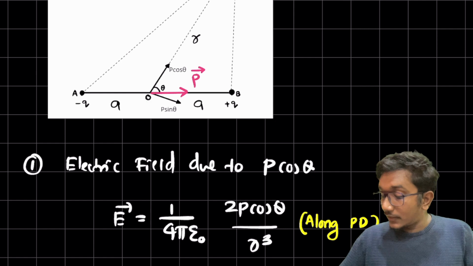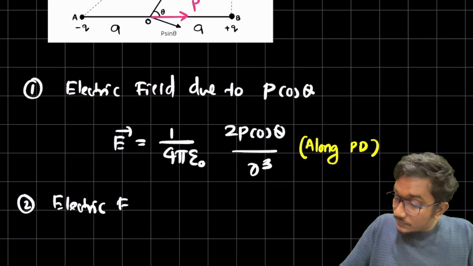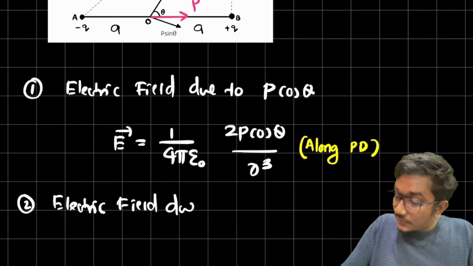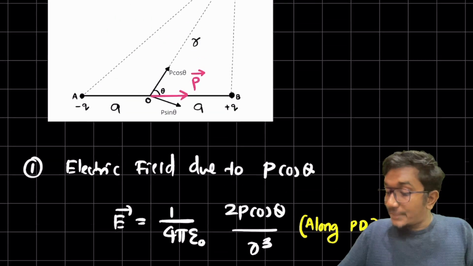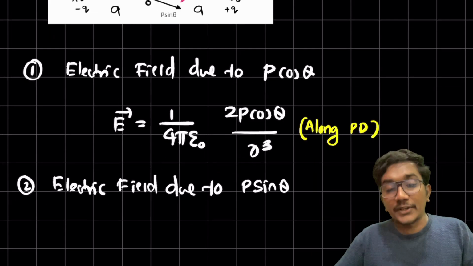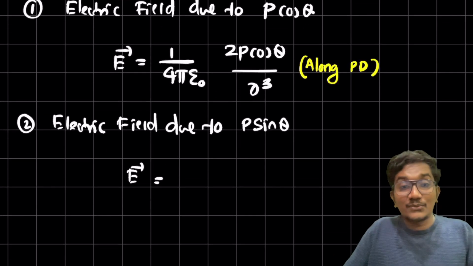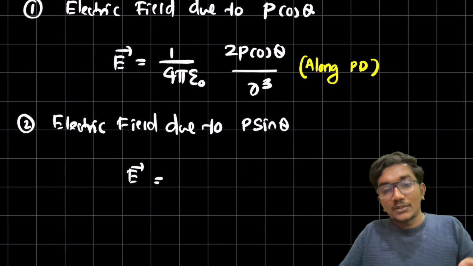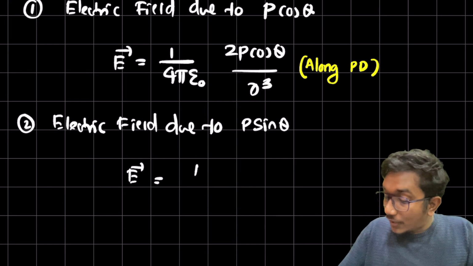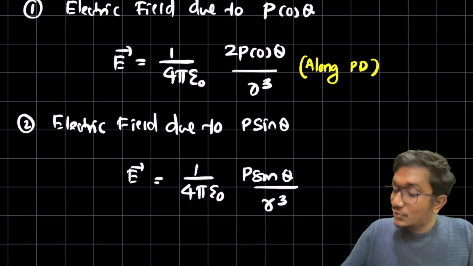Now the second one, number two, that is the electric field due to P sin theta, which is the perpendicular component. So how much is that? E is equal to, we already learned it in the second video. So those who have doubt, you can check that. It is 1 by 4 pi epsilon naught P sin theta divided by R cube.